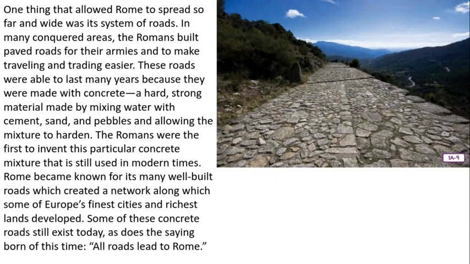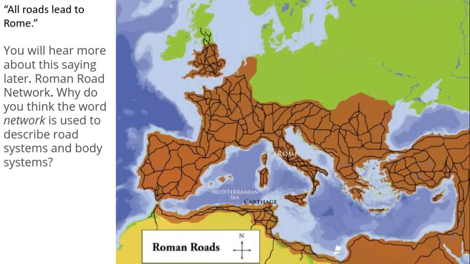Why do you think the word network is used to describe road systems and body systems? How would they be connected, right? So both the body systems and the road systems are organized and interconnected. All roads lead to Rome.